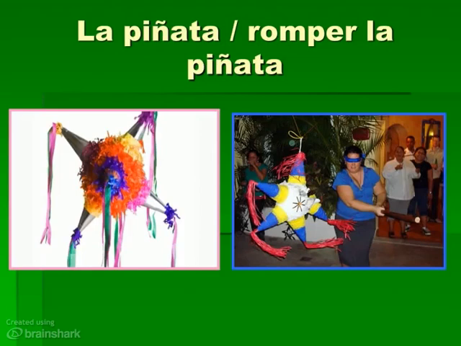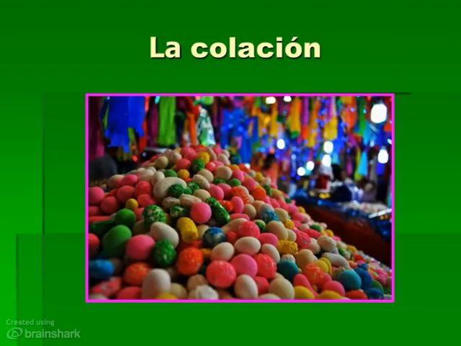La piñata. The action of breaking it is romper la piñata. La colación, it's a candy that is a tradition in Mexico during these holidays, and you can find them in every posada and when you break la piñata.